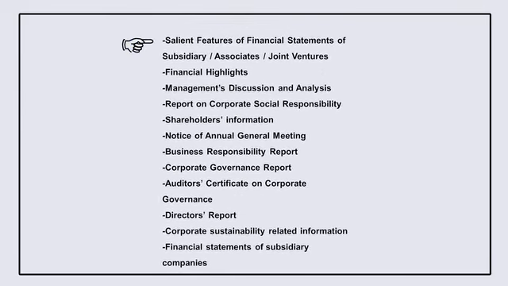Apart from that, the company has to also disclose the salient features of the financial statement of the subsidiary company also. That means the related companies, that means the joint ventures.